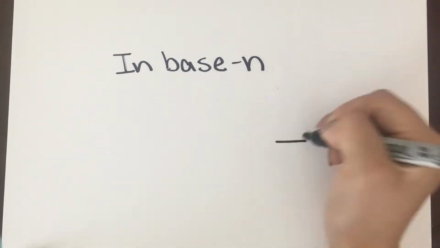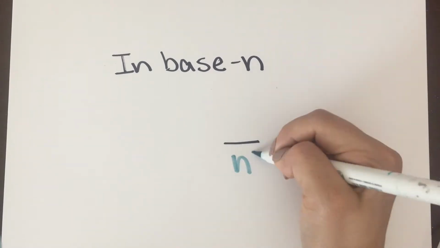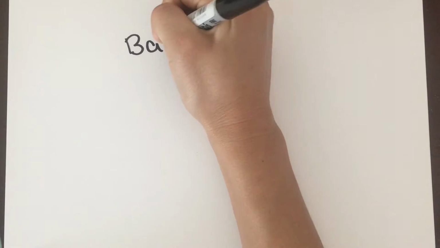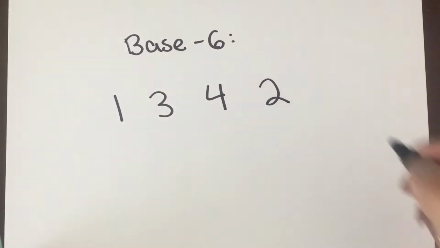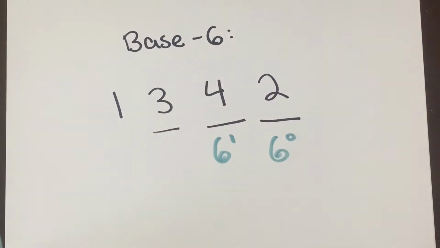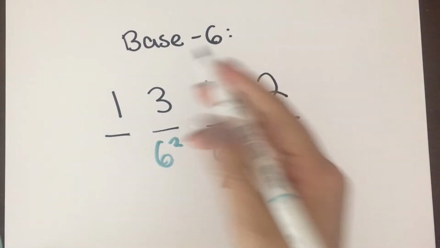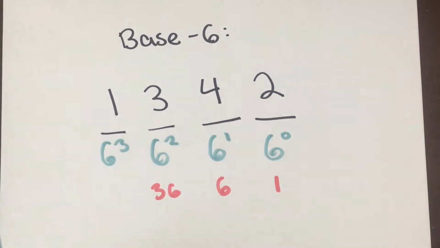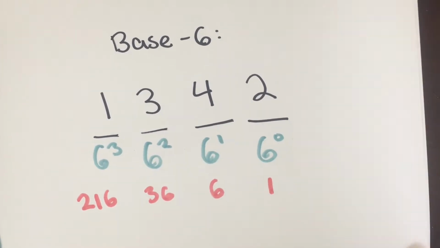In base n, it's a similar pattern: n to the 0, n to the 1, n squared, n cubed, and so on depending on the size of the number. For example, in base 6, 1, 3, 4, 2 means we have 2 6 to the 0s, 4 6 to the 1s, 3 6 squareds, and 1 6 cubed. So we have an amount of 2 1s, 4 6s, 3 36s, and 1 216.